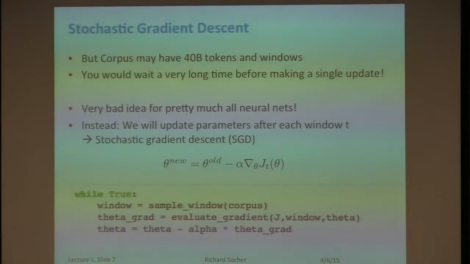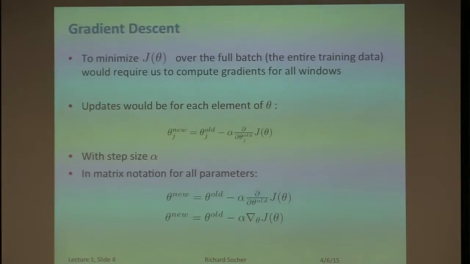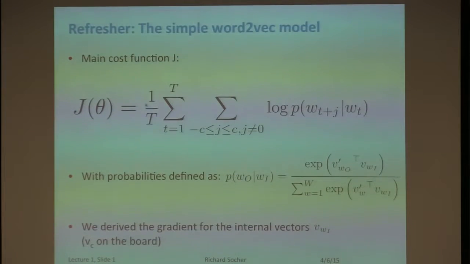So of course when we try to go over all the windows and compute all the gradients for the entire function J, remember J here was the sum over all the time steps and then all the windows at each time step.